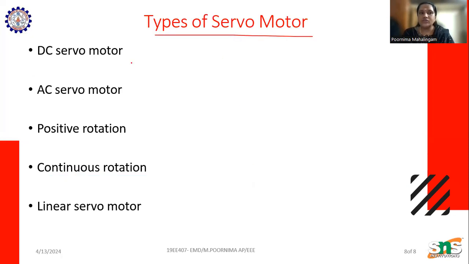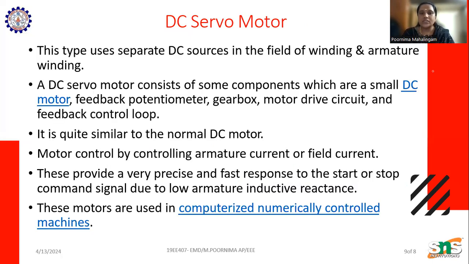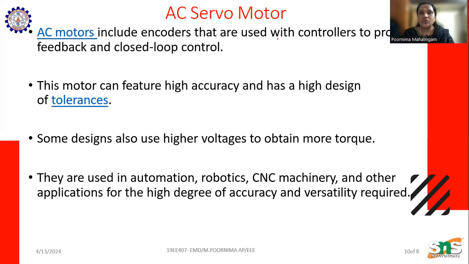We have types of servo motors: DC servo motor, AC servo motor, positional rotation, continuous rotation, and linear rotation. These are the types of servo motors we have. This is one of the DC servo motors. We use separate DC sources, and it is quite similar to normal DC motors. AC servo motors include the controller, have a high design tolerance and a high voltage, and obtain more torque.